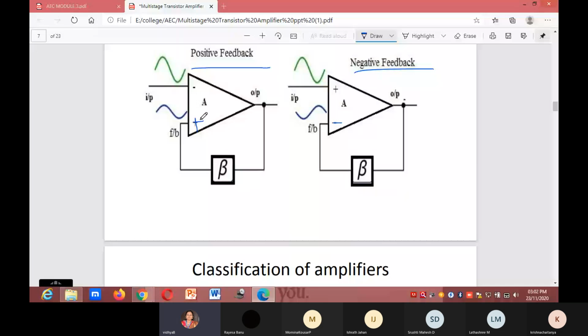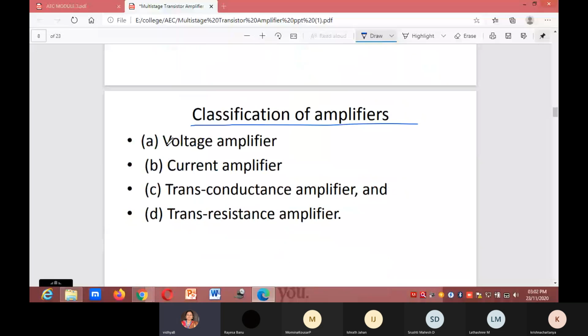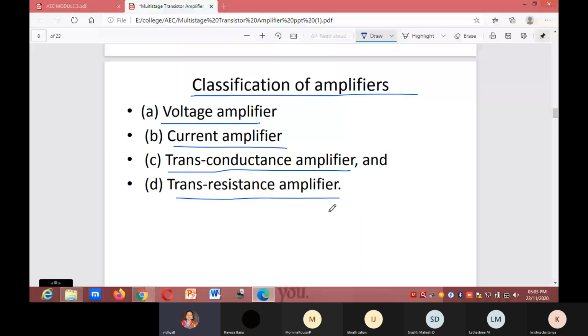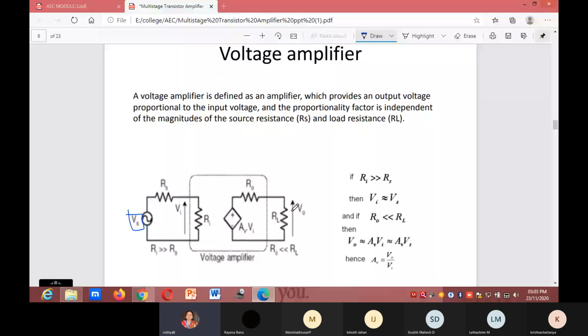Next, classification of amplifiers: voltage amplifier, current amplifier, transconductance amplifier, and transresistance amplifier. You can think about what these all are. For a voltage amplifier, the input is voltage and the output is also voltage. The output voltage is proportional to the input voltage.